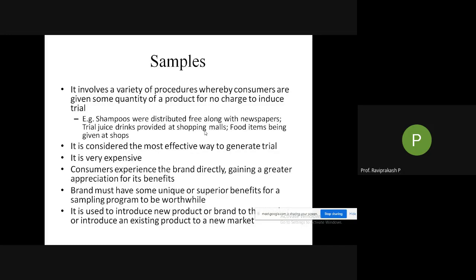Then trial juice drinks are provided at shopping malls. You might see a stall set up and small cups would be given to you, stating that this is a sample you can drink, to see whether you like it or not. Basically, it is given to you for free. Then it is considered the most effective way to generate trial.